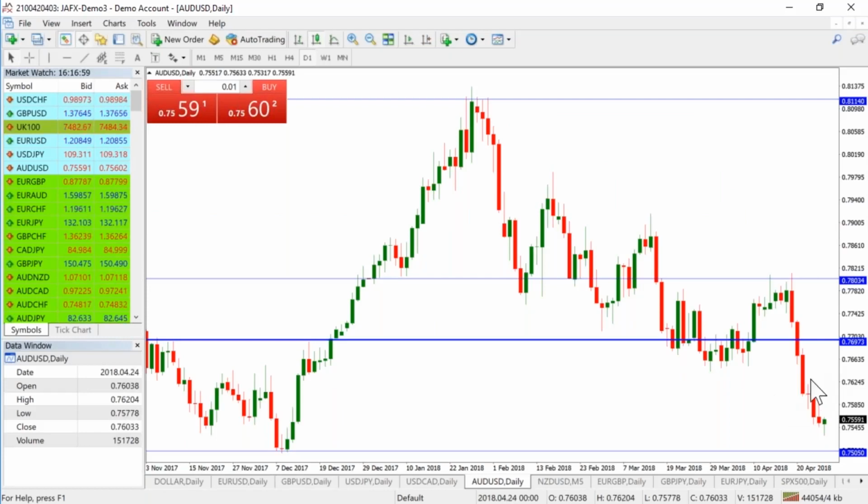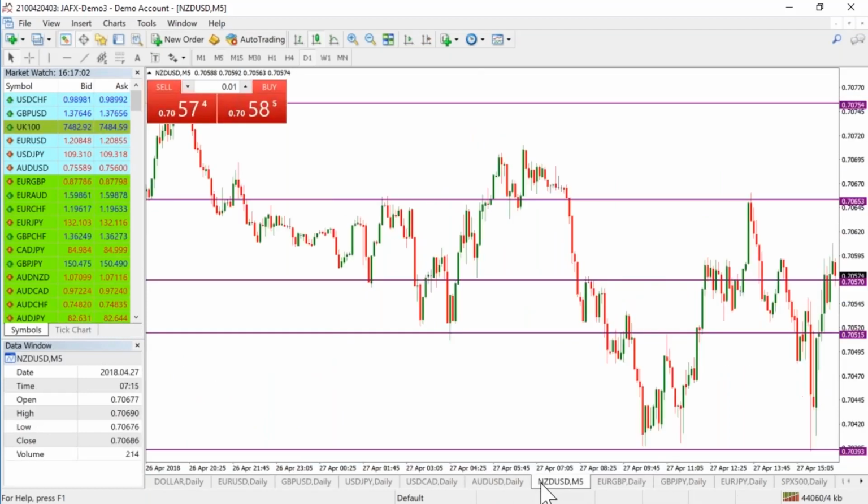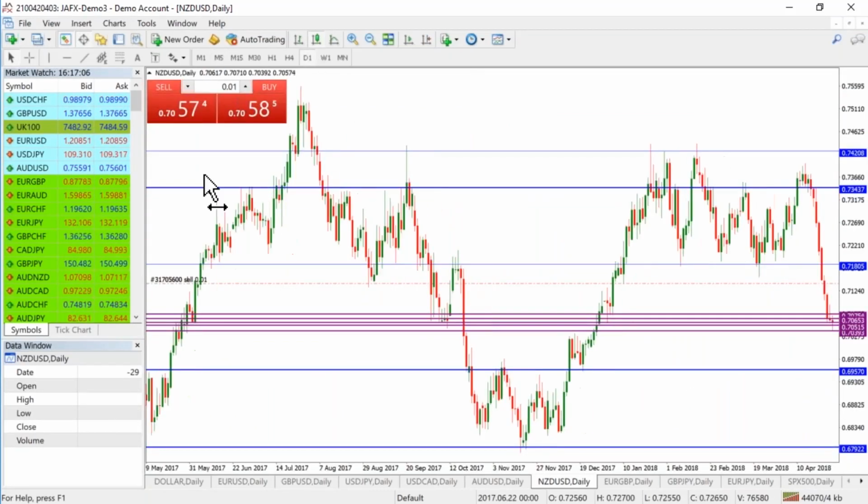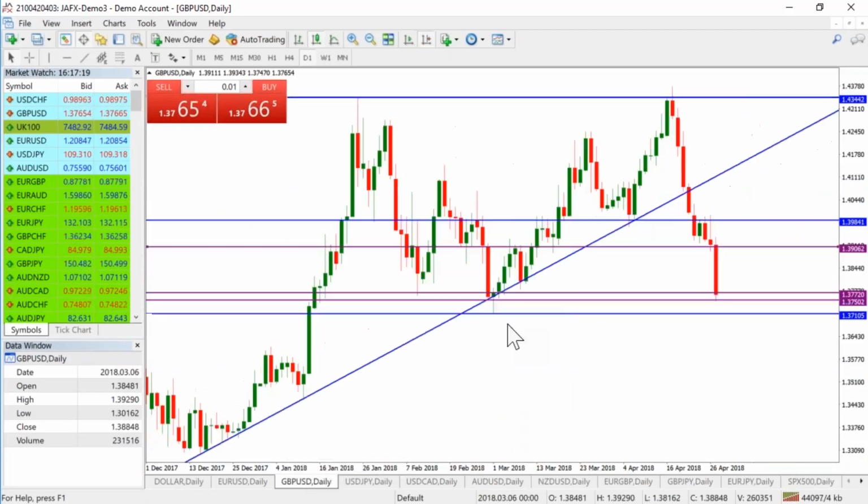Let me take you even further back. 5 days ago, we had the break in the Aussie dollar, the 71.80 level. So all of these levels start stacking up and they all start falling one after another.